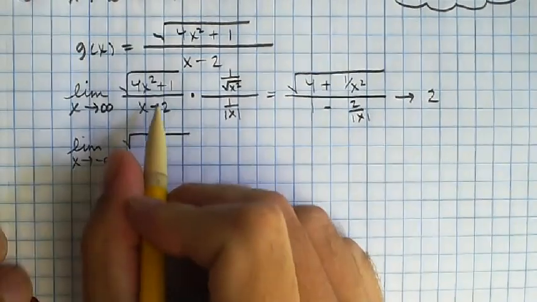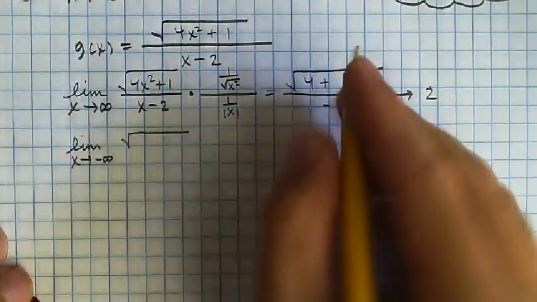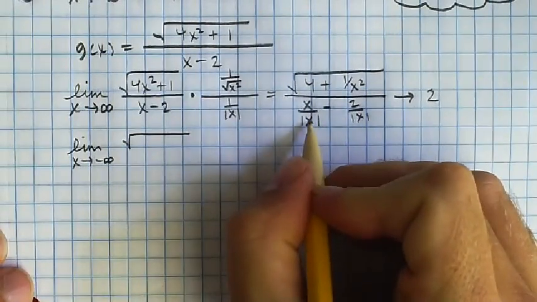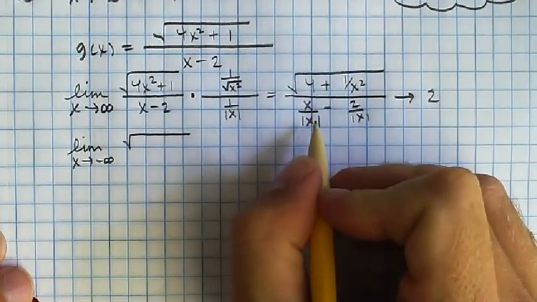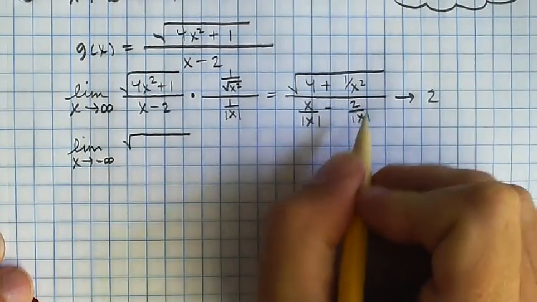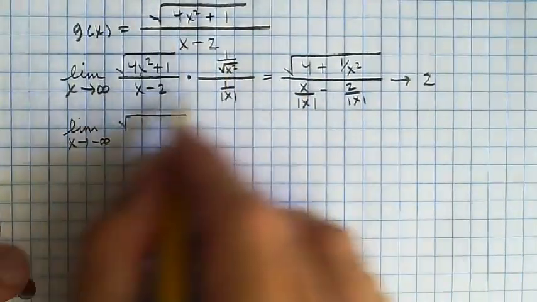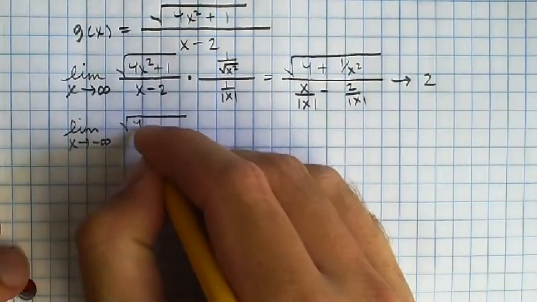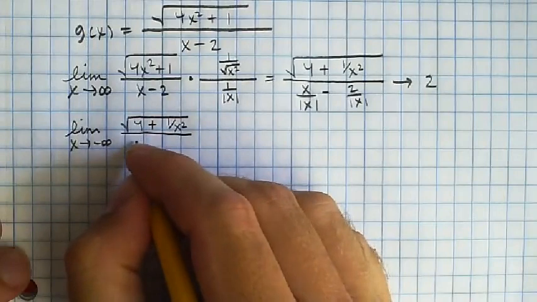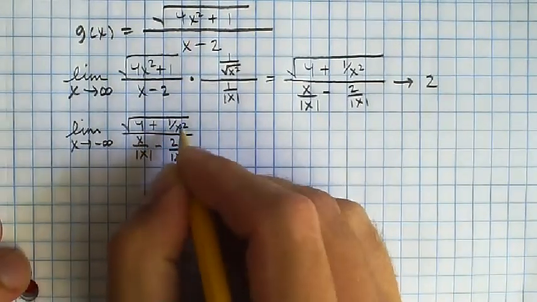Okay. So this was not entirely true. It was x divided by absolute value of x, which when x is positive will always be 1, right? Because absolute value of x is the same as x when x is positive. Okay. So really, this went to 1 minus 0 is really how that went. And then I'll do the exact same thing. So after this algebraic manipulation, it's going to look like 4 plus 1 over x squared divided by x divided by absolute value x minus 2 over absolute value of x.